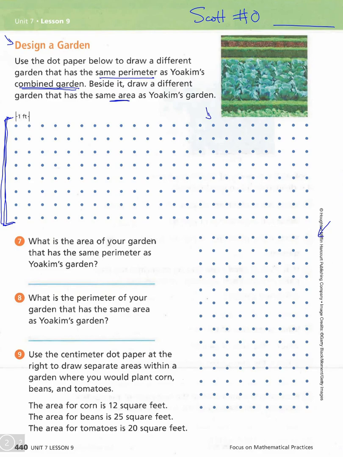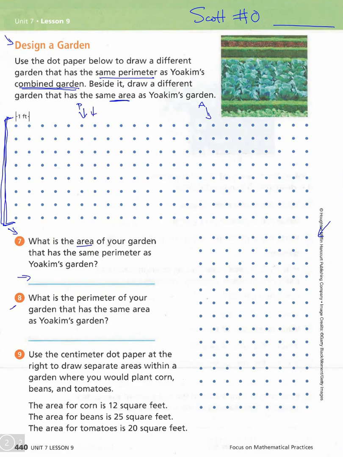Okay, so now we're going to go on to this bottom section here. So number 7. So what is the area of your garden that has the same perimeter as Joachim's garden? So you probably did a perimeter here and an area here, right? Perimeter here and area there. So what is the area of this garden that you did? What is the area of your garden? And so show that there. And when you're ready, we'll go on to number 8.